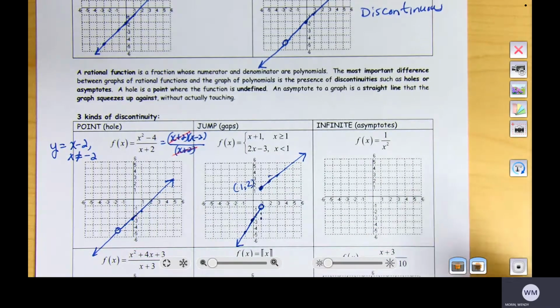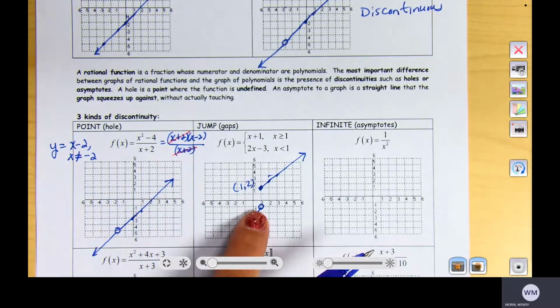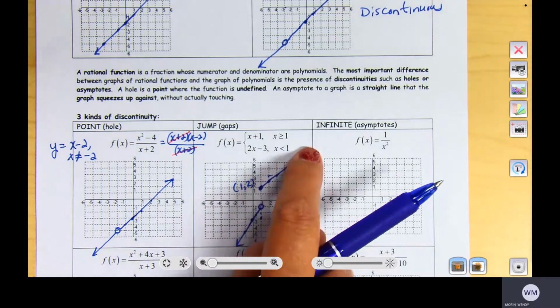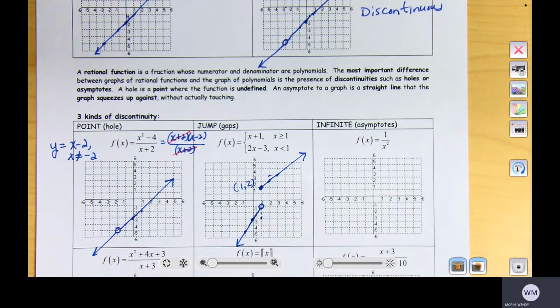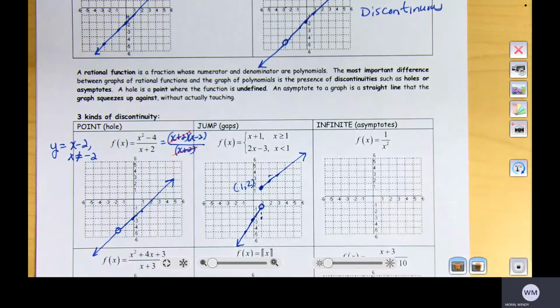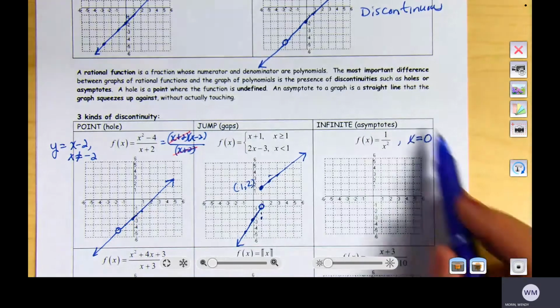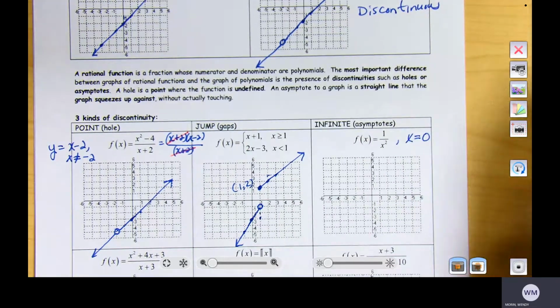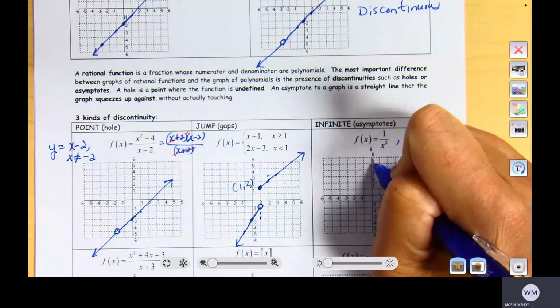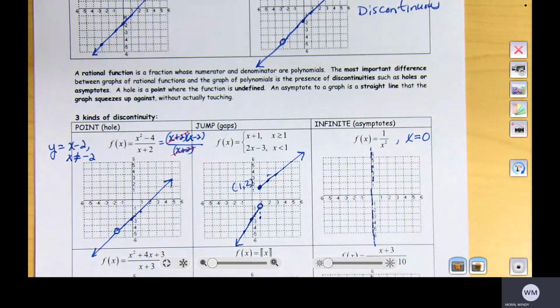So there's that piecewise function. And one doesn't start where the other one leaves off. So if I'm going to trace it, again, left to right, I have to jump to the next piece. That's jump discontinuity. Okay, and now let's look at this one. This is a rational function, and again, on this one, x cannot equal 0. So in this particular one, we have a vertical asymptote at x equals 0. X equals 0 is a vertical asymptote.